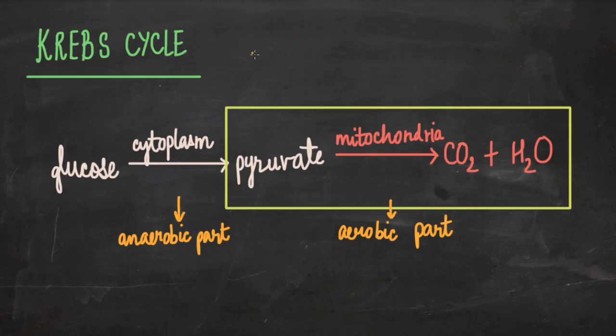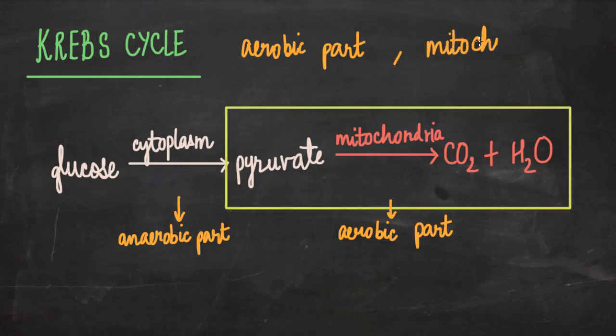Krebs cycle consists of the aerobic part of respiration. So just this part where pyruvate in excess of oxygen, it breaks down into carbon dioxide and water. This process takes place in mitochondria. Glycolysis takes place in cytoplasm. Krebs cycle takes place in mitochondria. So these are the two phases of respiration.